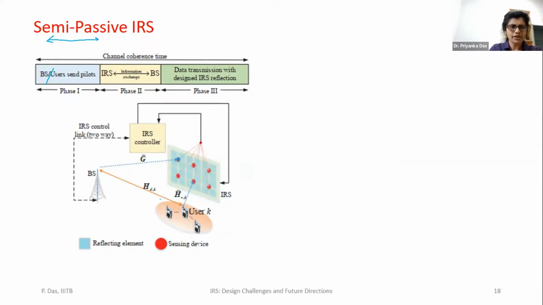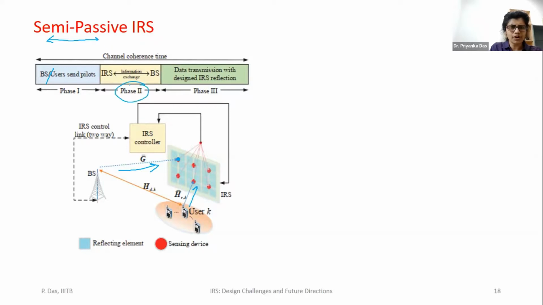The BS or users send pilots. If users send pilots, it will estimate this channel. Which channel? Base station to IRS or user to IRS, not the other way around, because the sensing devices are only there to sense the received signal and do the channel estimation. Now you have estimated the channel.